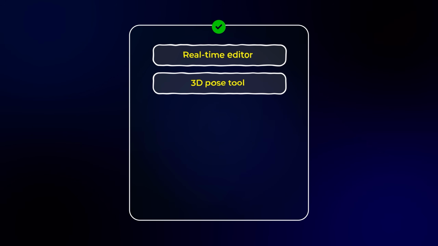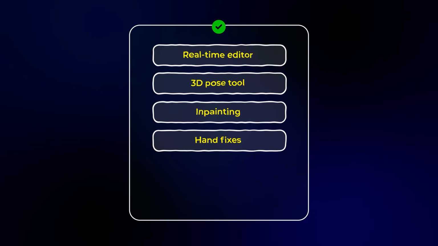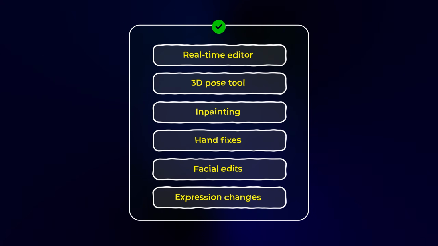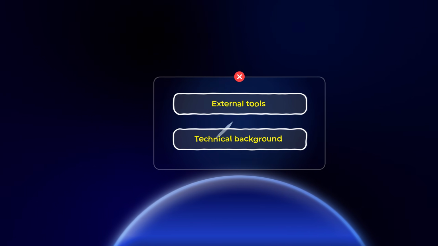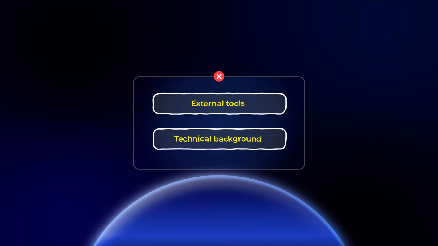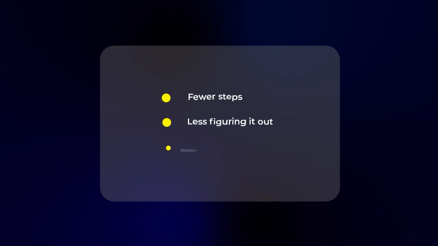No model training takes hours and no messing with seeds. You get a real-time editor, a 3D pose tool, in-painting, hand fixes, facial edits, expression changes, all without needing external tools or any technical background. Out of every tool I've tested, OpenArt gives you the most professional, plug-and-play character consistency system. And it does it with fewer steps, less figuring it out, and better results.